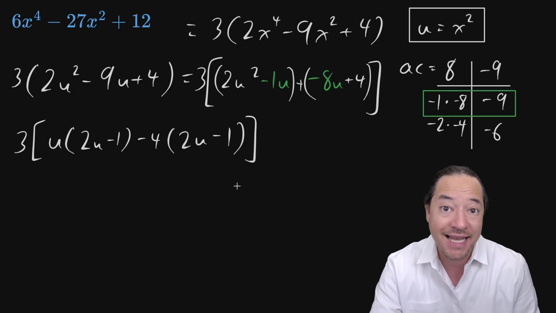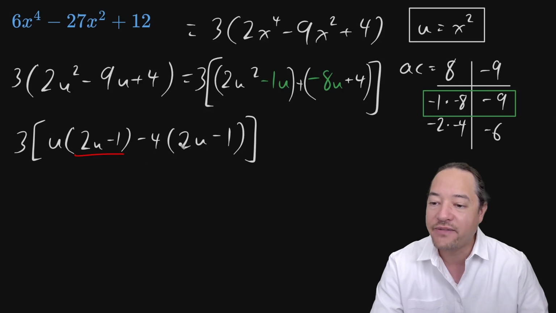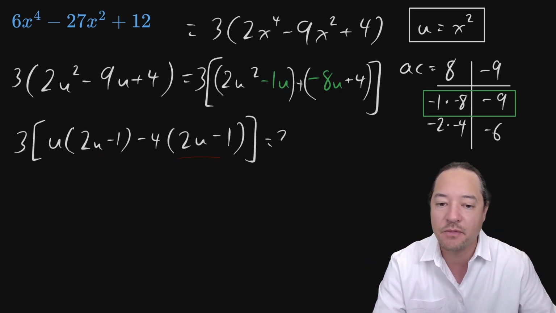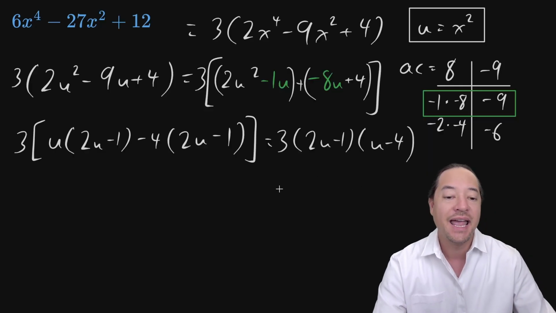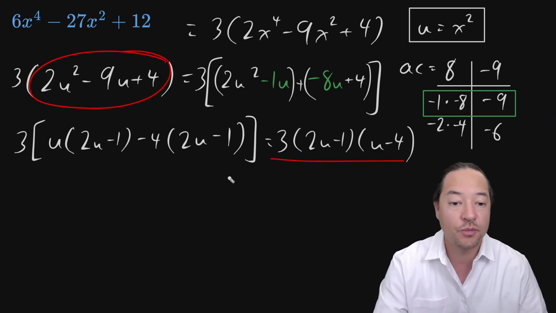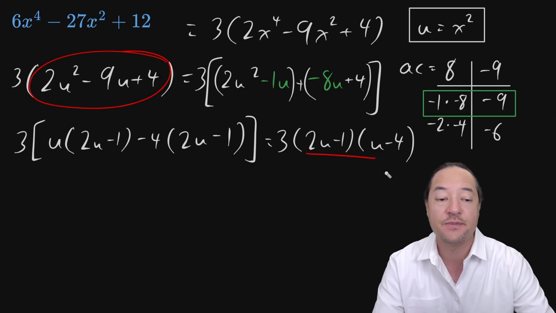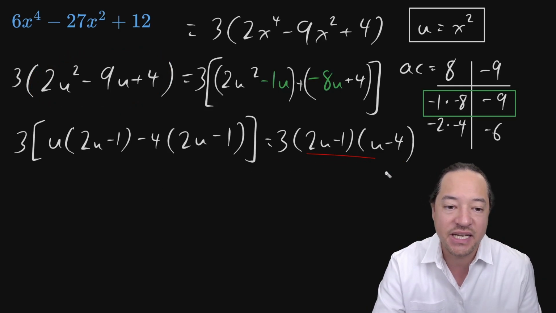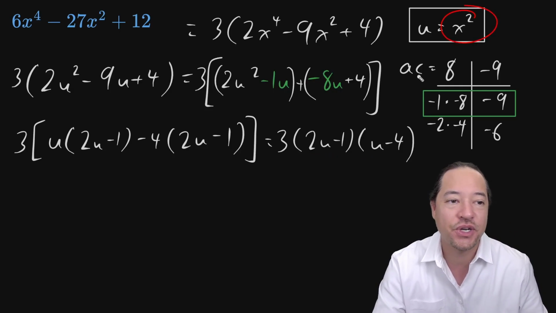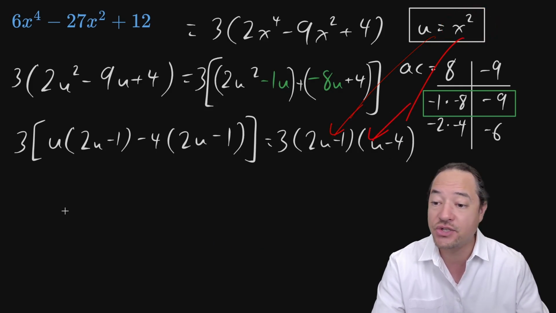So that gets us to our next step. And now notice we have a common factor of 2u minus 1 that we're going to factor out. And so this should give us 3 times 2u minus 1 multiplied by u minus 4. We've done it, okay? We wound up factoring this trinomial here into a 2u minus 1 times a u minus 4. We still have that 3 from the beginning, but we're not done yet because we want this in terms of x, okay? So we're going to have to substitute back in our x squared into these u's. So let's do that.